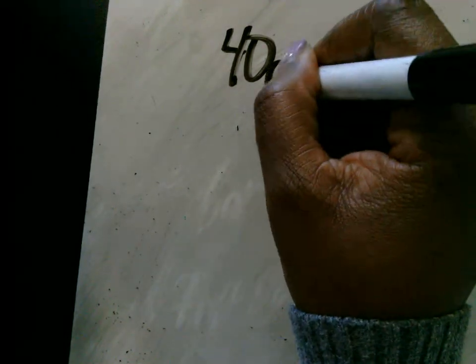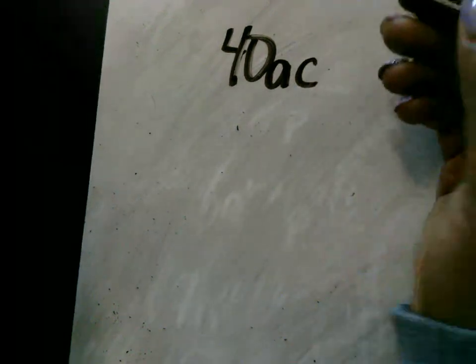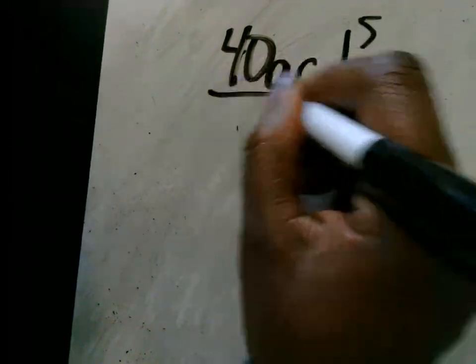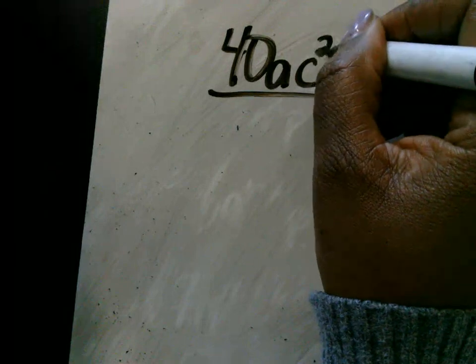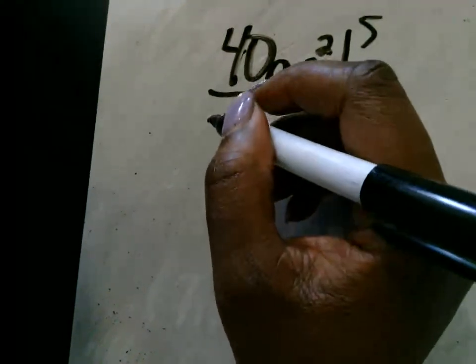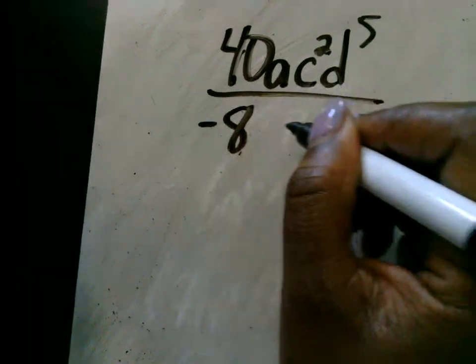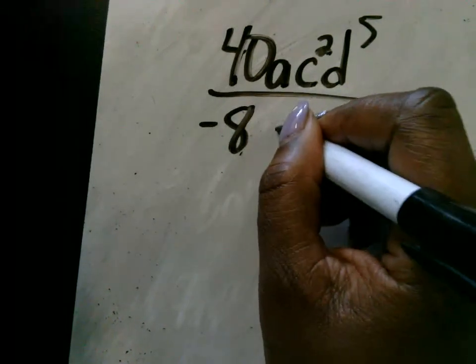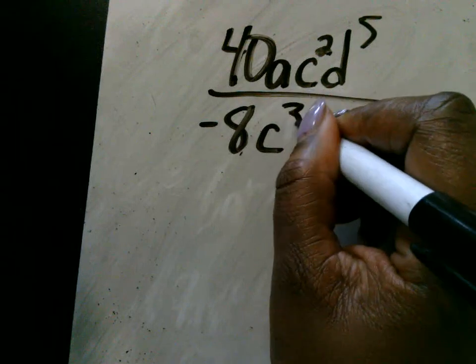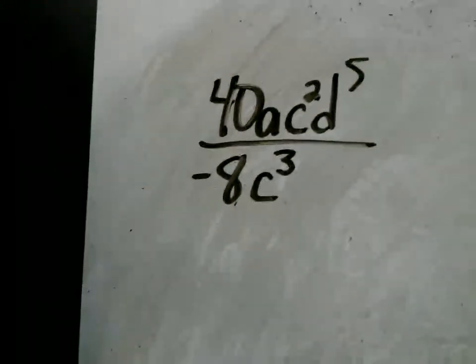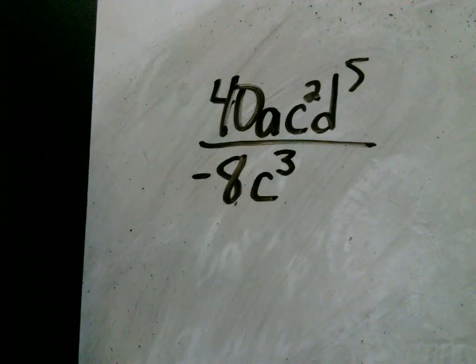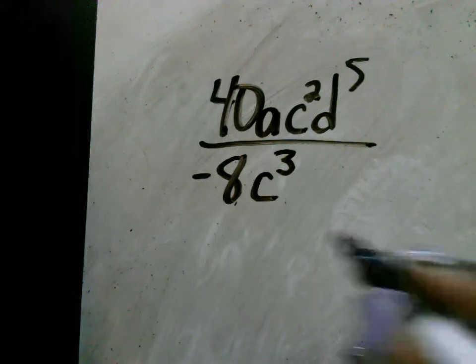40 A C to the 2nd D to the 5th divided by -8 C to the 3rd. Let's divide. What is 40 divided by a -8? -5.